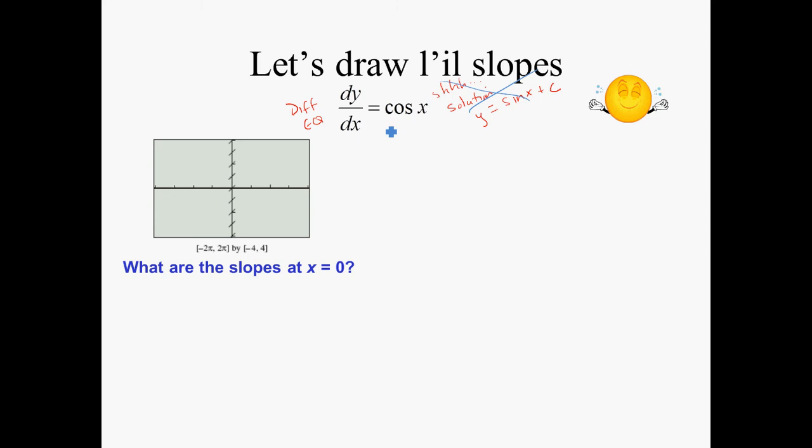So if the derivatives only depend upon the x-coordinate, the slopes at 0, well, what is cosine of 0? At every x, cosine of 0 is 1. At every x-coordinate, I drew a 1. Now, I didn't pick 1 because I don't know what the cosine of 1 is.